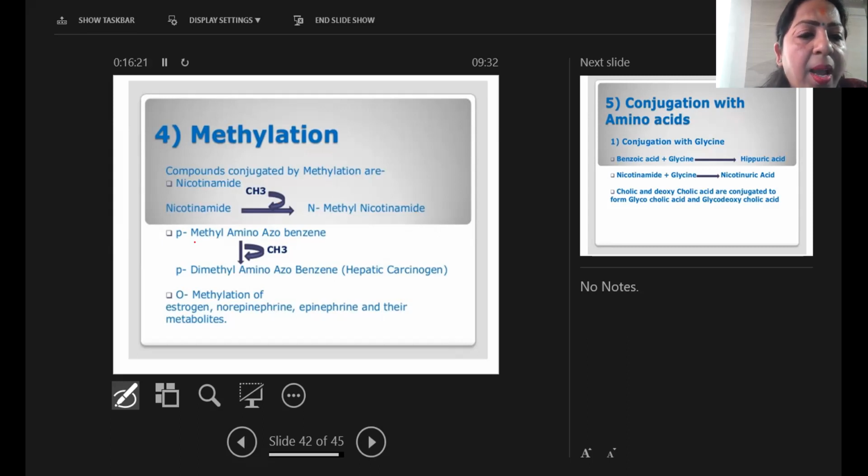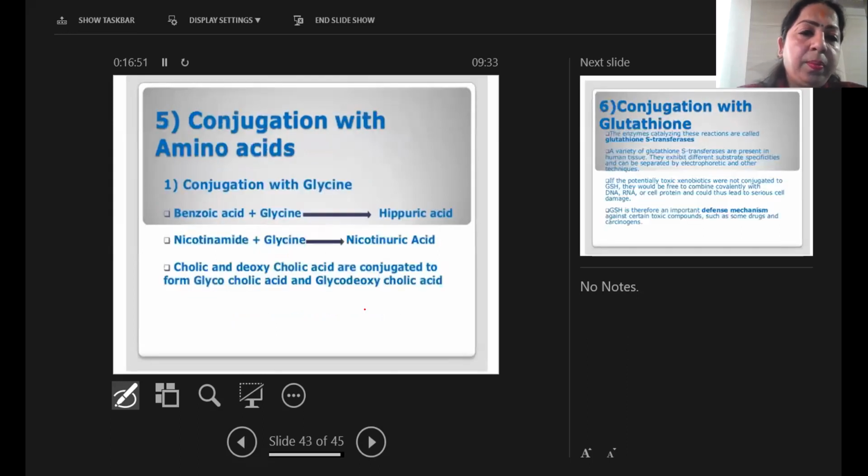Then para-methyl aminoazobenzene can also be converted into para-dimethyl aminoazobenzene. It acts as a hepatic carcinogen. Then O-methylation of estrogen, norepinephrine: these are endogenous reactions happening in vivo. Estrogen to methylestrogen, then norepinephrine, epinephrine and their metabolites require O-methylation reactions.